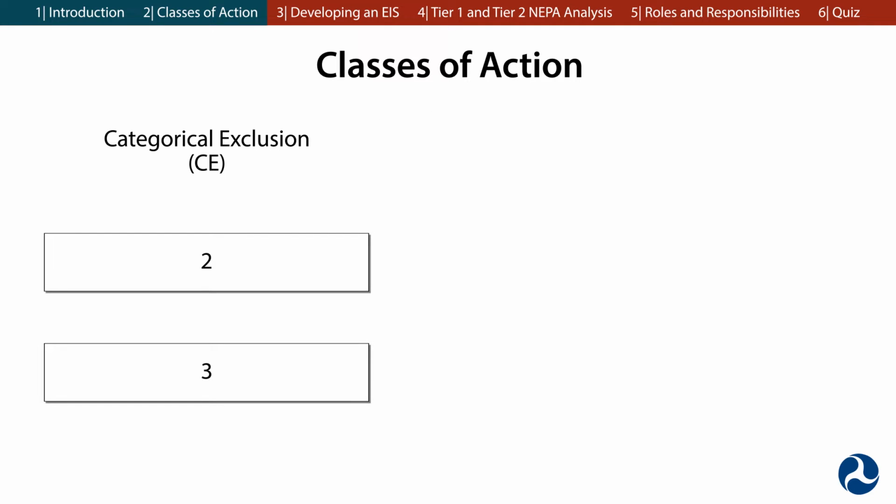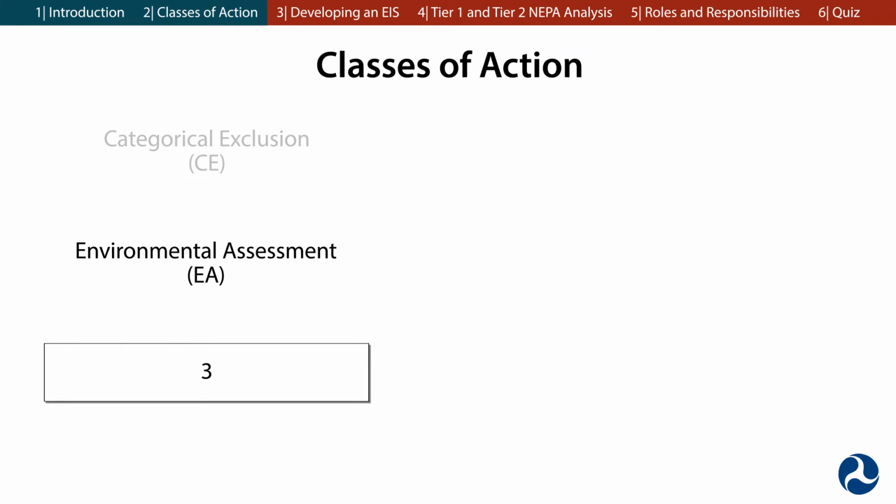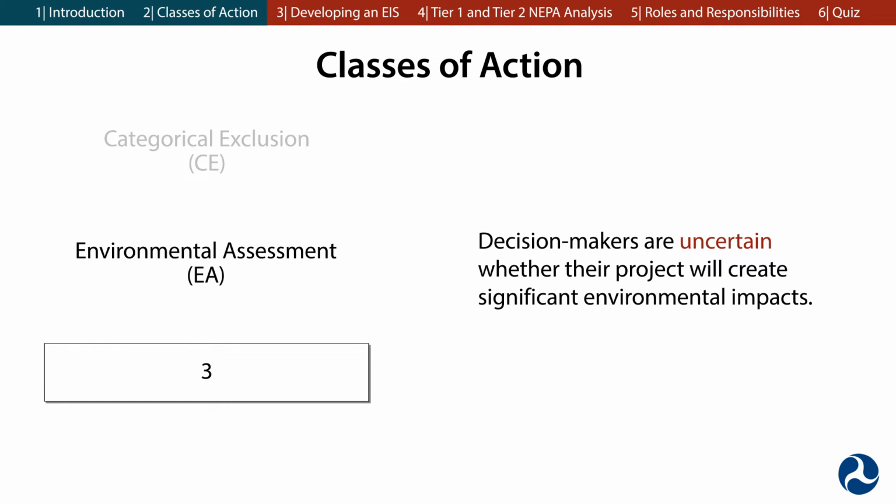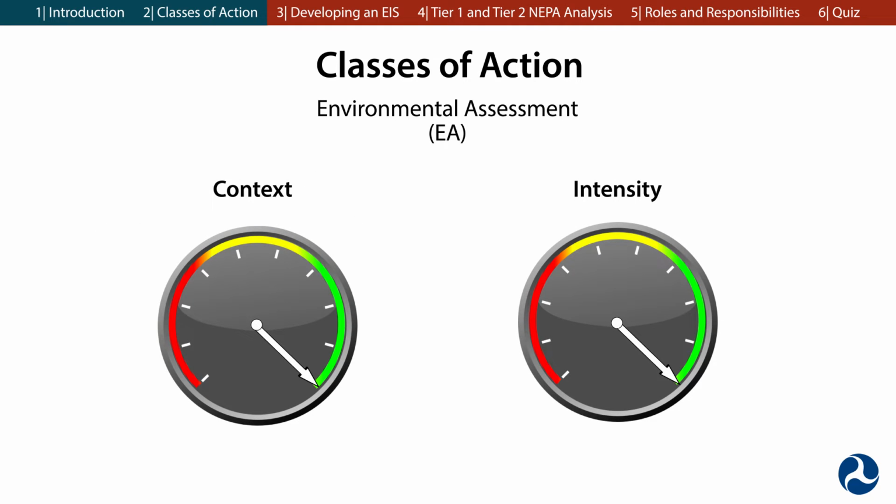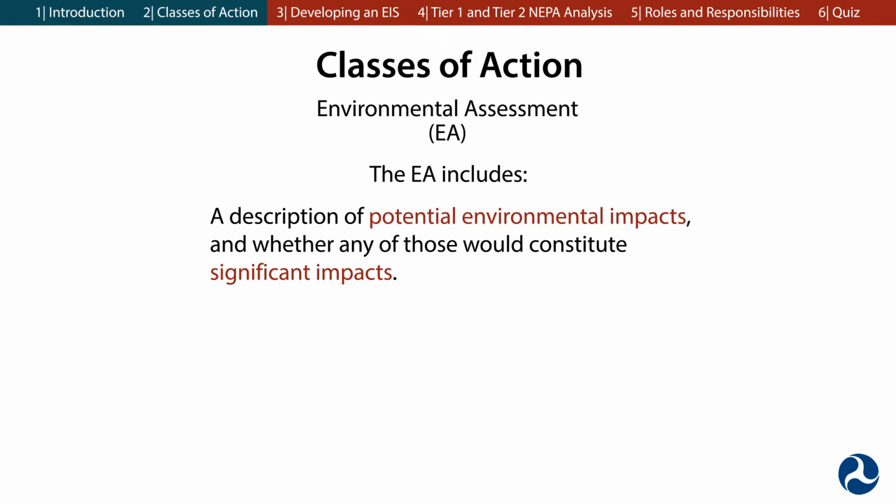The second NEPA category is the environmental assessment, or EA. EAs apply to projects when decision makers are uncertain whether their project will create significant environmental impacts that cannot be avoided, minimized, or mitigated. In preparing an EA, decision makers analyze an impact's significance by the context and intensity of the specific project. Significance can vary between agencies and perspectives.